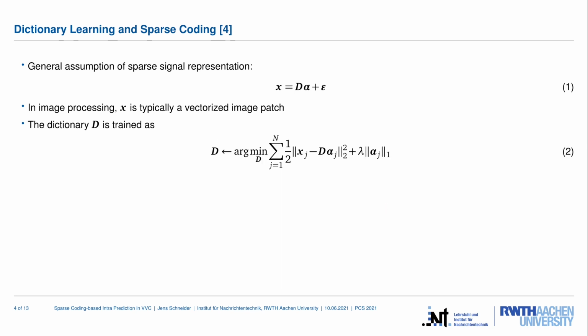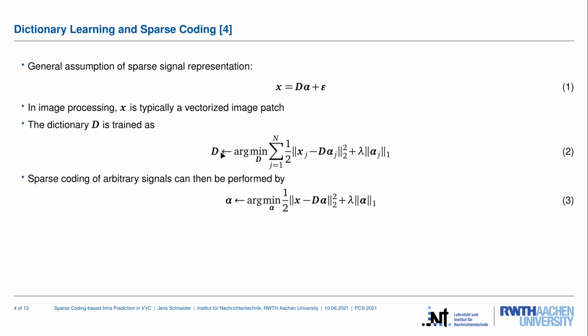This is typically done by solving the dictionary learning problem, which is written as an optimization problem here. This basically optimizes this cost function over the entire training set consisting of n example signals. The cost function includes a term for the L2 norm error of the representation, keeping that small, plus lambda times the L1 norm of the solution alpha, making the solution sparse. Like this, we can find a dictionary suitable for a sparse representation.